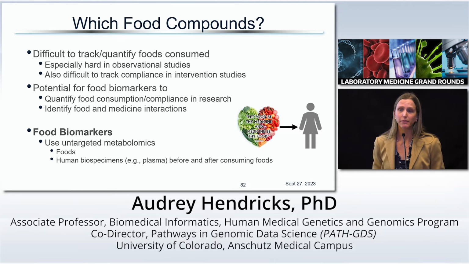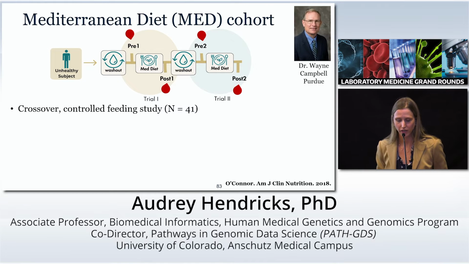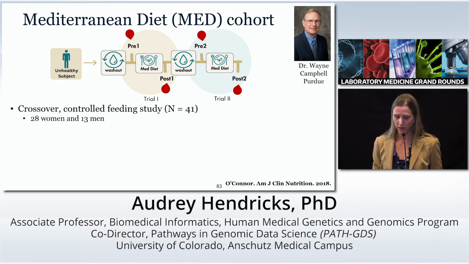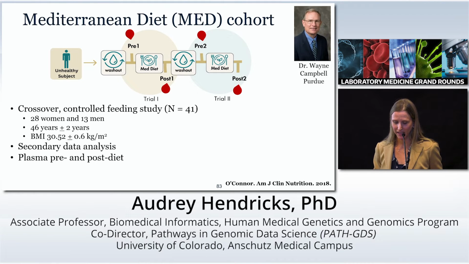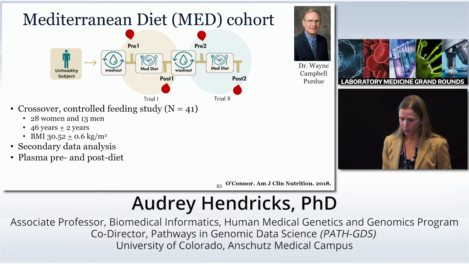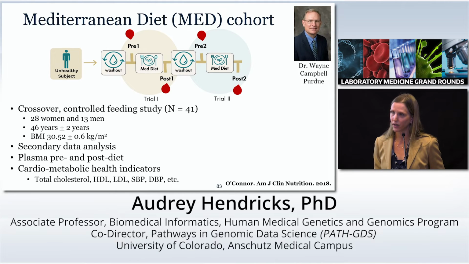Here I'm going to be showing plasma, but we've done urine in the past, before and after consuming foods. So we are using a study by Dr. Wayne Campbell at Purdue. It's a crossover controlled feeding study with 41 individuals, 28 women and 13 men, around 46 years, and obese or overweight. It's a secondary data analysis, and we are gathering plasma pre and post each of our interventions. We are also gathering a variety of cardiometabolic health indicators, such as total cholesterol, HDL, LDL, and blood pressure.